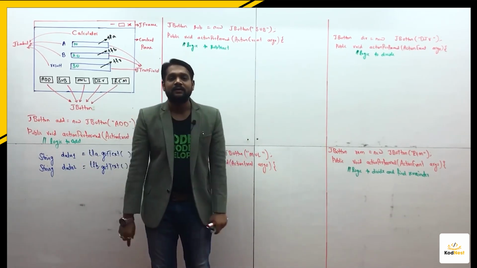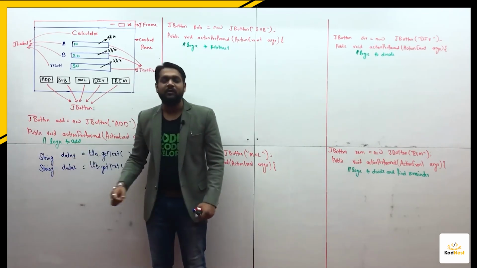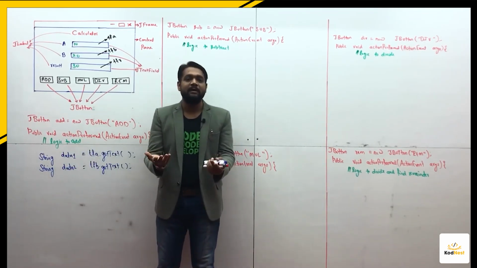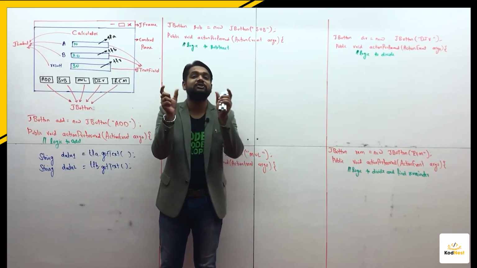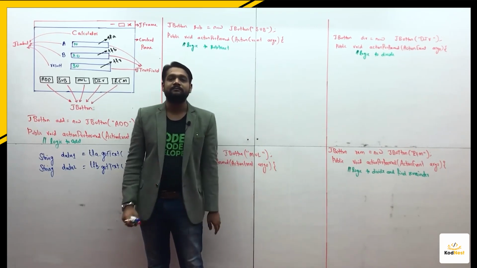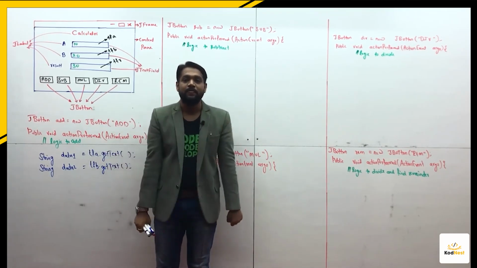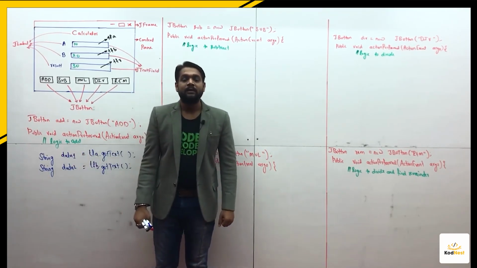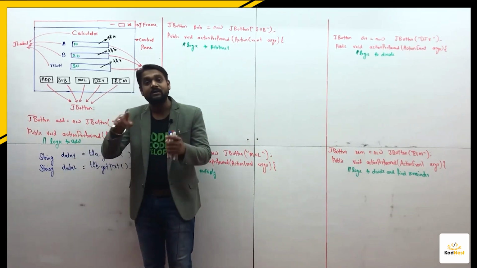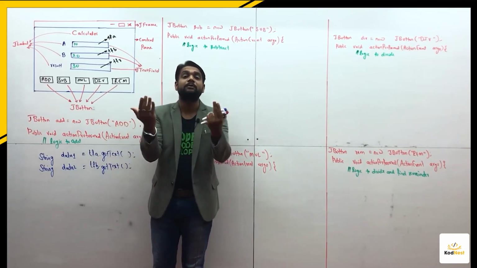I have to add. If the data is in string format, how can I perform addition? Data 1 plus data 2 will become 10 plus 20 in string. 10 plus 20 in string is 1020. Concatenation will happen because they are in string format. You have to convert it to integer. 10 and 20 are in string format. You have to convert it to integer for the purpose of adding it.